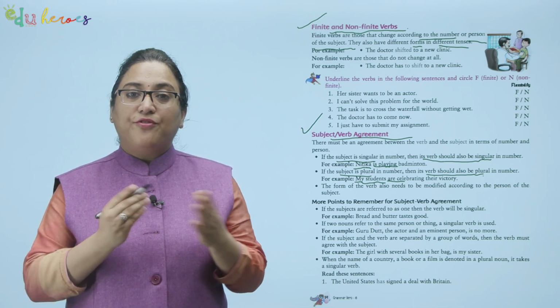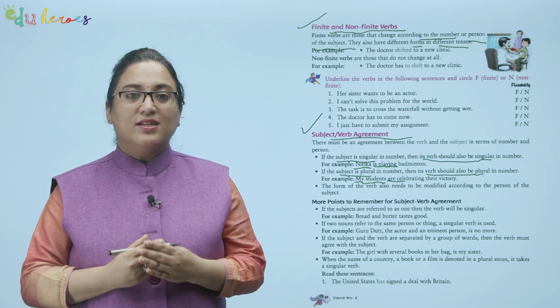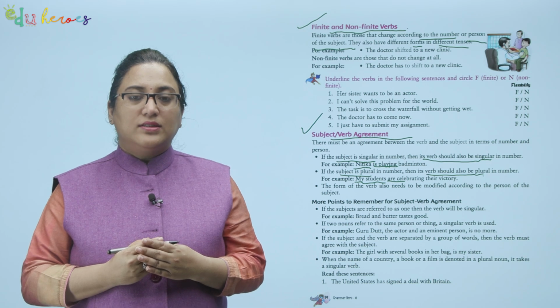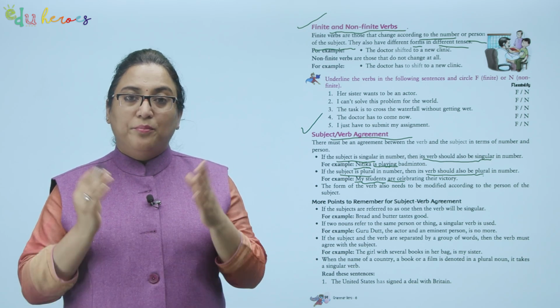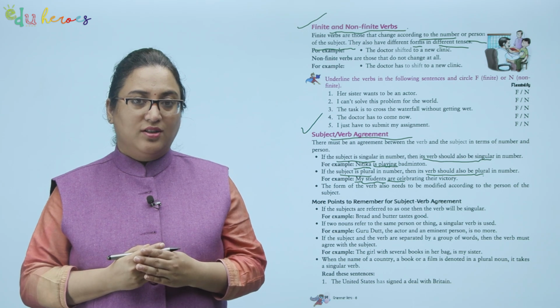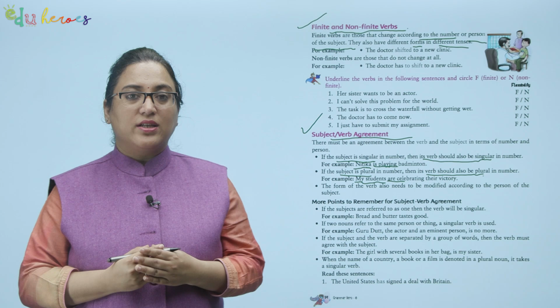If the subjects are referred to as one, then the verb will be singular. For example, bread and butter taste good. Here, bread and butter is considered one, as one entity, one whole. So we will consider it singular. So the verb will also be singular.